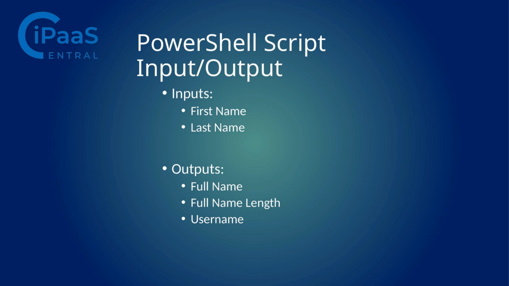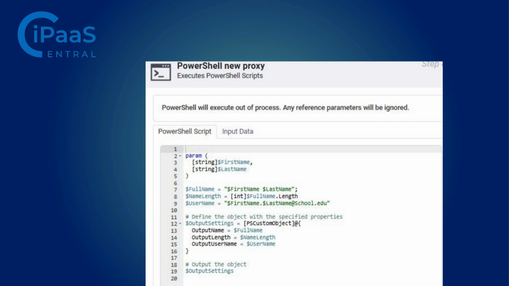So, unlike other flow development, for this case, we almost work backwards. First, we'll start with discussing what we need for inputs and outputs to the PowerShell script. In our example, we will have two inputs. They will be first name and last name. Our desired output will contain full name, total number of characters in the full name, and finally, a username. Once we have these inputs and outputs, we'll need to construct the skeleton of our PowerShell script, defining those inputs and outputs. Here we have what our PowerShell script is going to look like for our example.